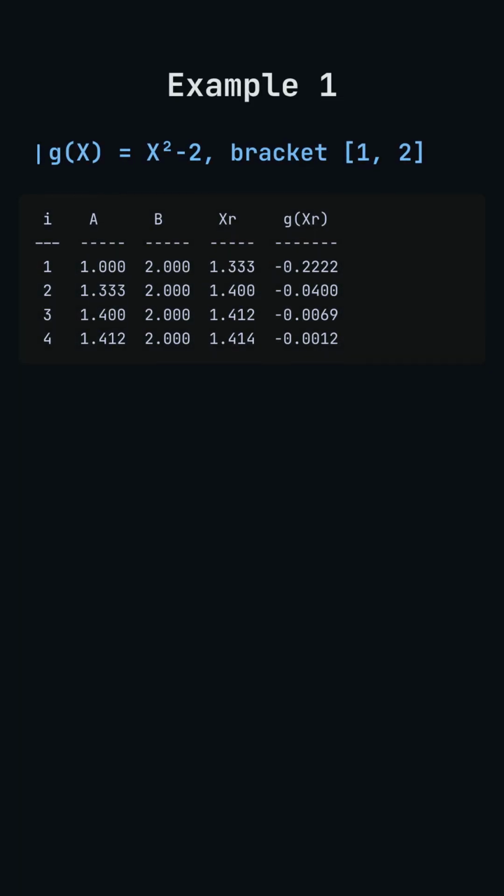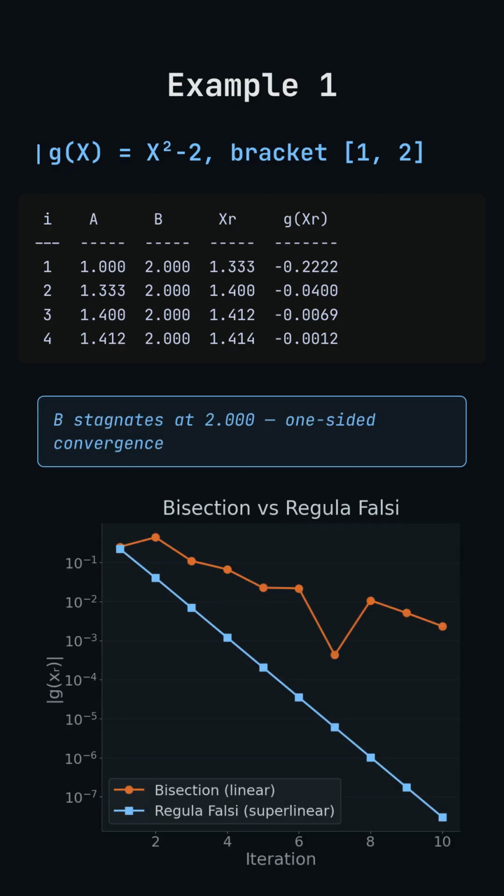Apply Regula Falsi to g of x equals x squared minus 2, whose root is the square root of 2. The initial chord from 1 to 2 crosses at xr equals 1.333. G of xr is negative and g of a is also negative, so a moves right, but b stays fixed at 2 for every step. This is one-sided stagnation. The lower bound keeps climbing toward root 2 while the upper bound b never moves. That is classic Regula Falsi stagnation.